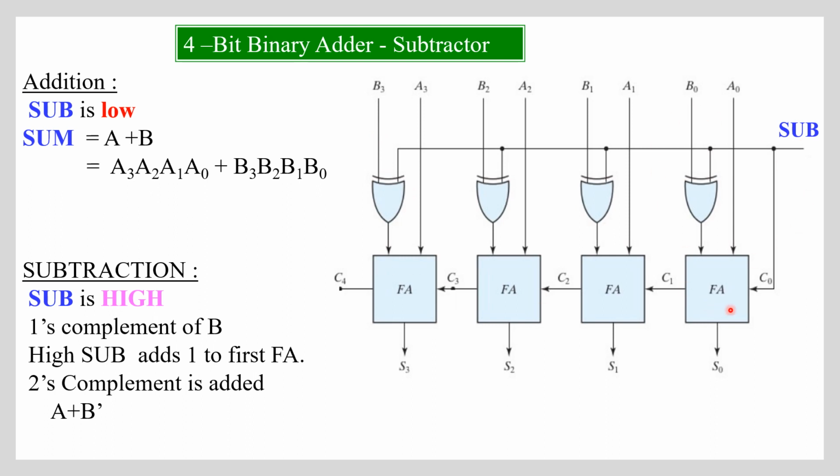And therefore the full adder provides the addition. Okay, therefore sum is equals to A plus B. So A3, A2, A1 and A0 we added with B3, B2, B1 and B0. Now subtraction. When sub is high, the control inverter produces 1's complement. When sub is high, we have seen in the previous sheet that when invert is 1, it provides 1's complement. Now it will provide me 1's complement, and when this sub is coming here, it provides me 2's complement.